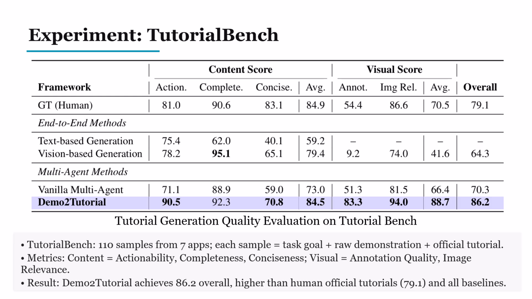GPT-4o is used as a VLM-as-judge, and the supplementary material validates this with a human consistency study. In Table 1, Demo2Tutorial reaches an overall score of 86.2, outperforming human-authored official tutorials at 79.1 and all baseline methods. Its main advantage is the visual score, especially annotation quality.